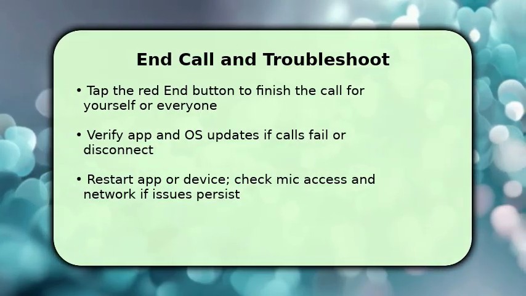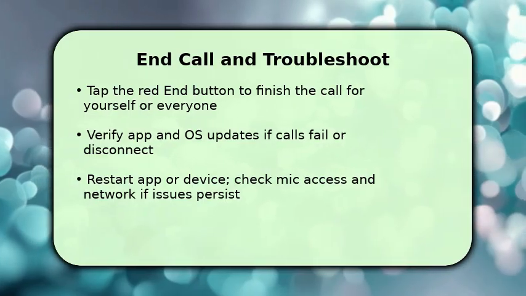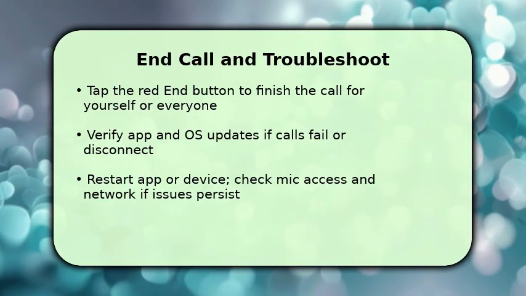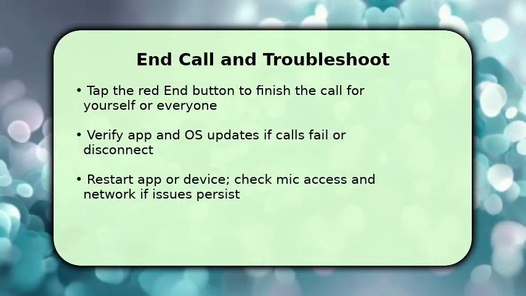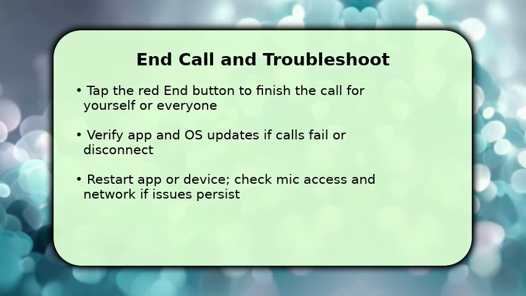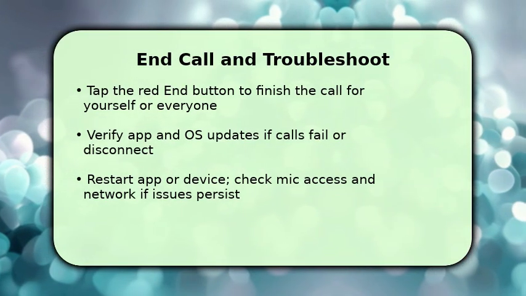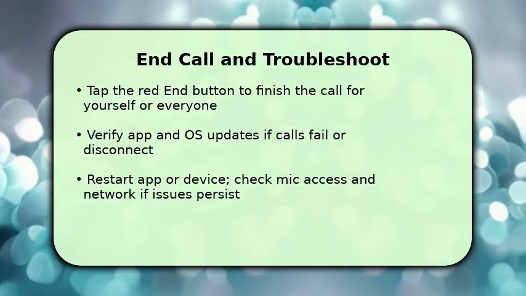If calls repeatedly fail, restart WhatsApp and your phone to clear temporary glitches and verify microphone permission in settings. One key troubleshooting tip: if participants report silence, ask them to toggle mic access and switch networks. This single step.